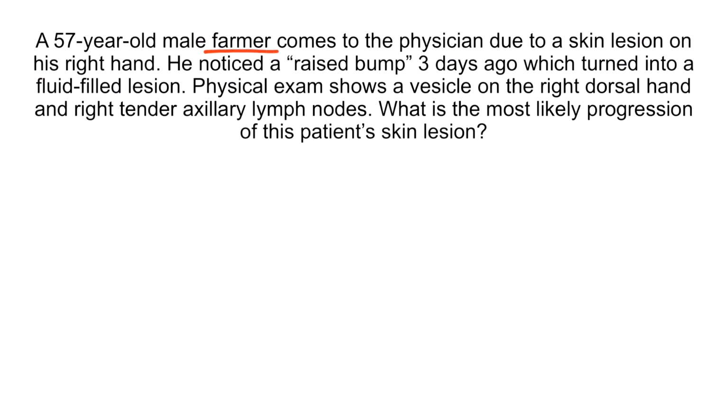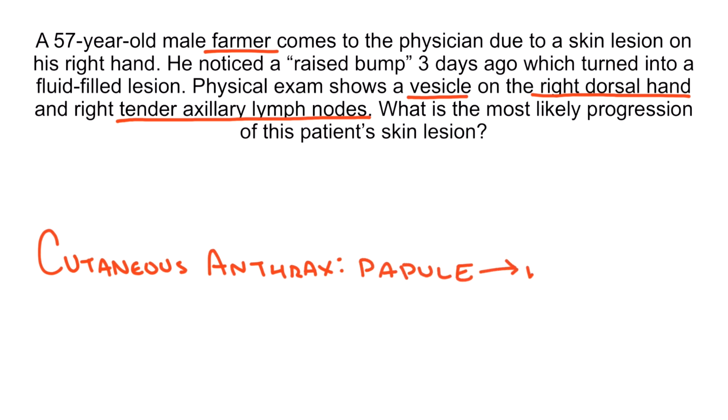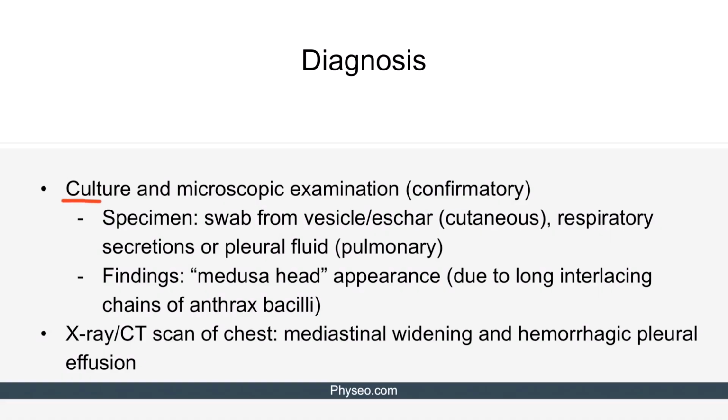All right, this farmer presents with a vesicle on his right dorsal hand with ipsilateral tender axillary lymph nodes. Given that he probably has direct contact with livestock, he likely has cutaneous anthrax. The papule and vesicle of cutaneous anthrax usually progress to the painless black eschar with a necrotic and edematous border. The diagnosis is confirmed by culture and microscopic examination of specimens. Specimens that are examined include swabs from vesicles or eschar for cutaneous anthrax and respiratory secretions or pleural fluid for pulmonary anthrax.